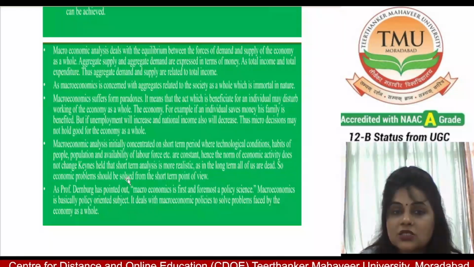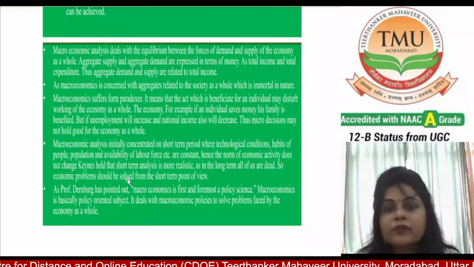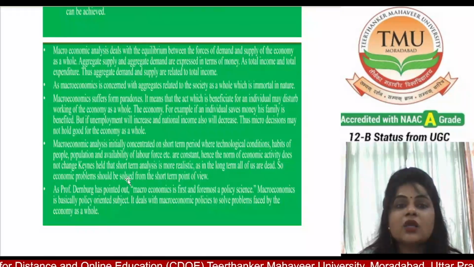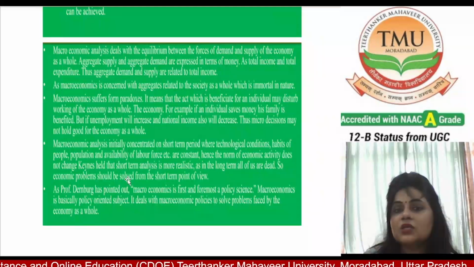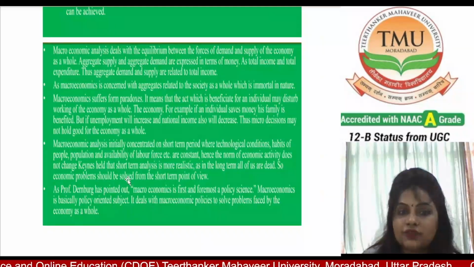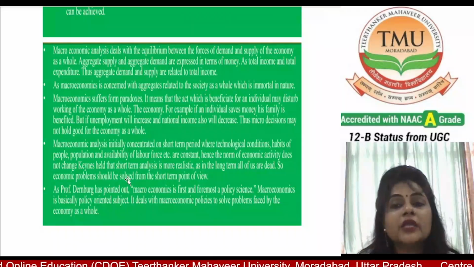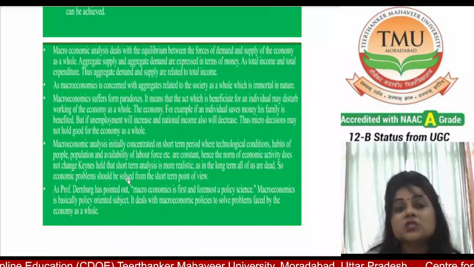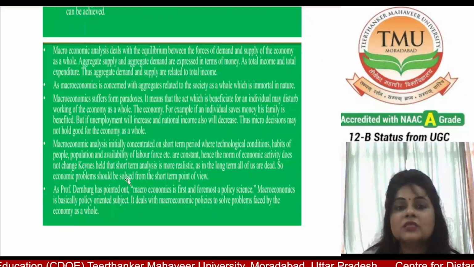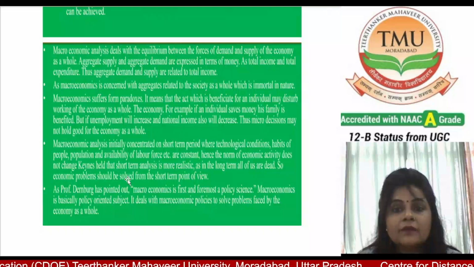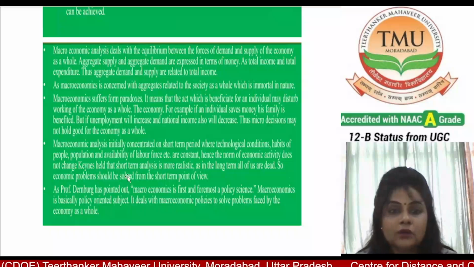Macroeconomics suffers from paradoxes. It means that an act which is beneficial for an individual may disturb the working of the economy as a whole. For example, if an individual saves money, his family benefits. But if the whole economy starts saving, it will be the reason for unemployment to increase and national income to decrease. Thus, what holds good for the individual may not hold good for the economy as a whole.